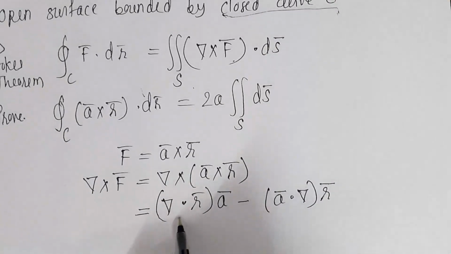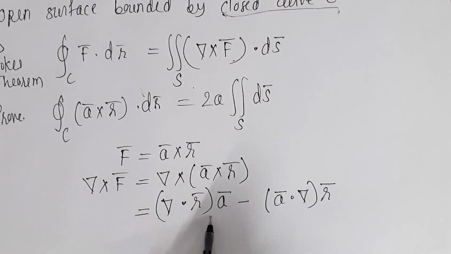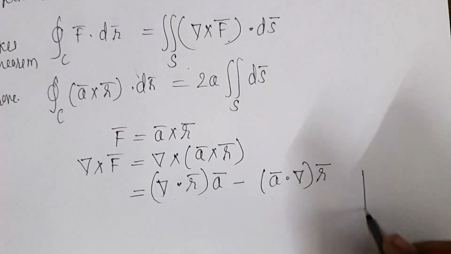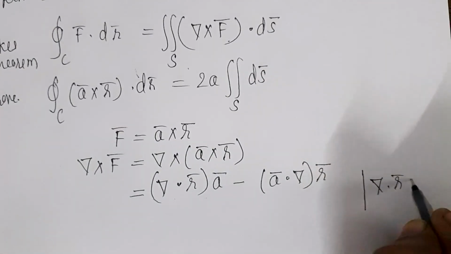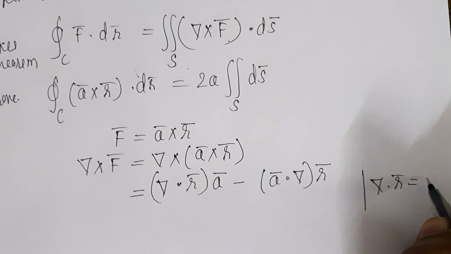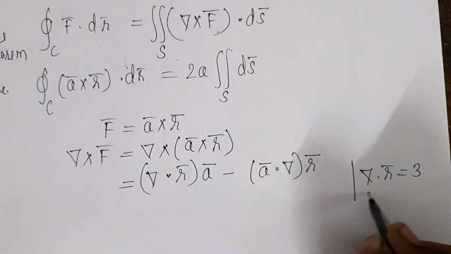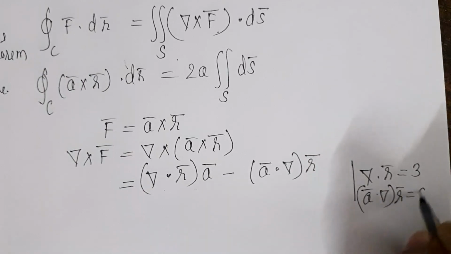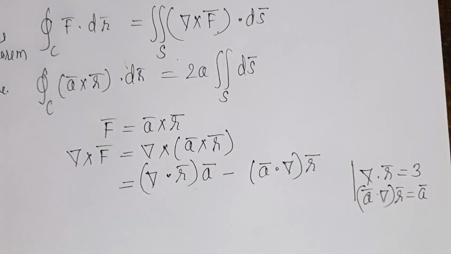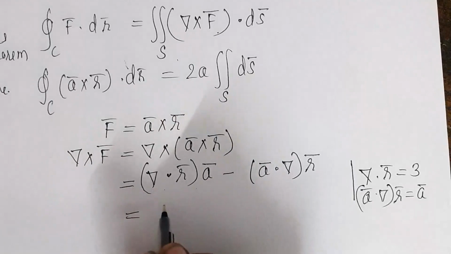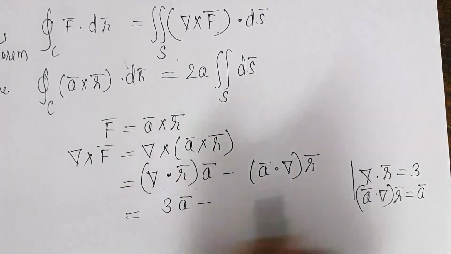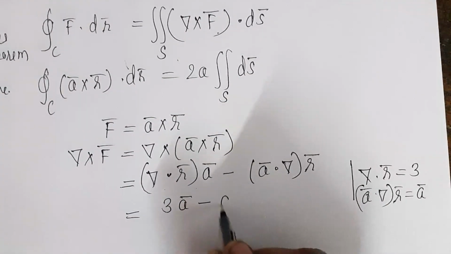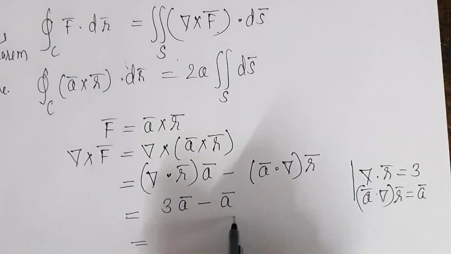Now we know the standard results: del dot R is equal to 3, and A dot del multiplied by R is equal to A. These two are standard results. So del dot R is equal to 3, and this whole term becomes A. So 3A minus A is equal to 2A.